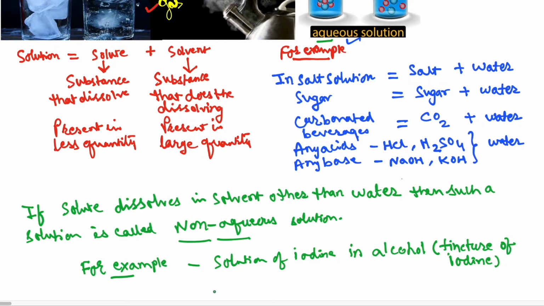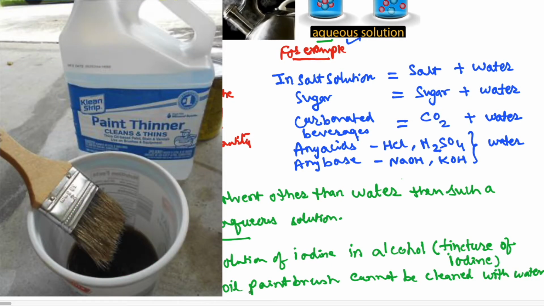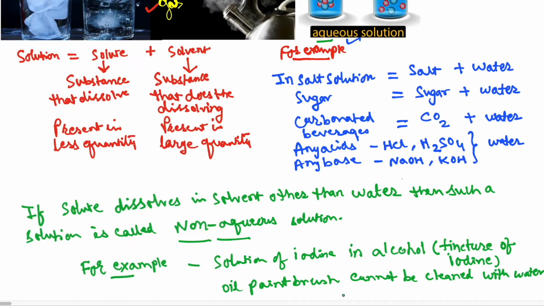Or in daily life, you must have observed that an oil paint brush cannot be cleaned with water. To clean such an oil paint brush, we need paint thinner, which is a non-aqueous solution. I hope you have understood what is an aqueous solution and what is a non-aqueous solution.